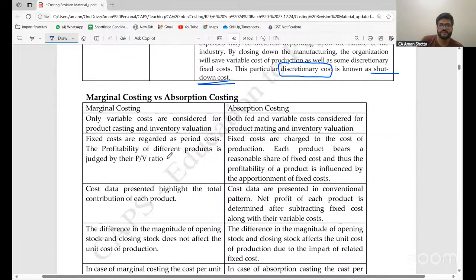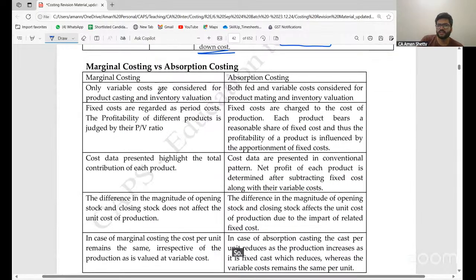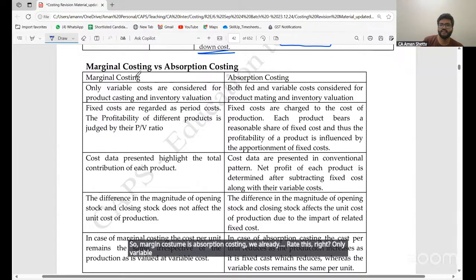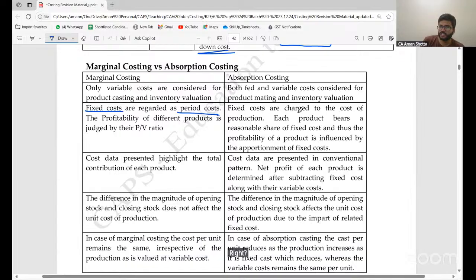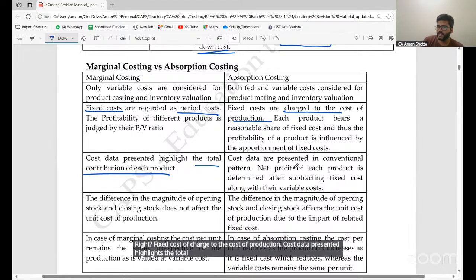Okay. So marginal costing versus absorption costing. We already read this. In marginal costing only variable cost is considered; both fixed and variable costs are considered in absorption costing. Fixed costs are regarded as period costs in marginal costing; in absorption costing fixed costs are charged to the cost of production. Cost data presented highlights the total contribution of each product. Here it is in a conventional pattern: only net profit and gross profit is presented, but contribution cannot be presented.